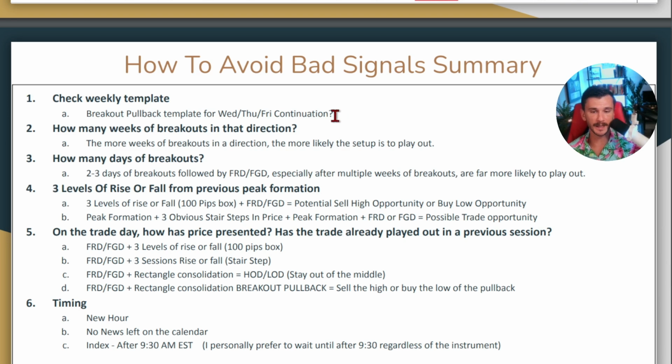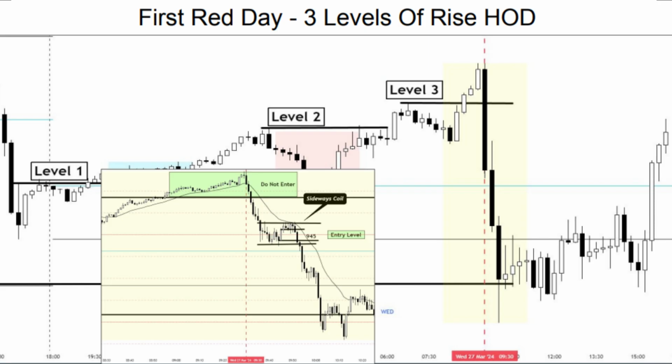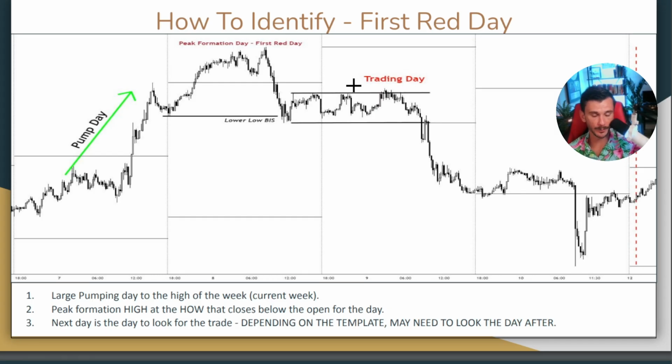Presentation of price on the day after you get your first red or first green day. If I get a first green day, I really like to see 3 levels of drop from the previous day's high or from the high of the day down for a low of day buy. First red day, I really like to see the pump up, the different styles of scenarios. So like I said earlier, at the beginning of this, if I have a rectangle consolidation, that's one style. If I have a peak formation at 3 levels of rise, that is one style. If I have 3 levels or 3 sessions of rise in a stair-stepping fashion, 1, 2, and 3, that is one of the ways that I like to see after first red day.